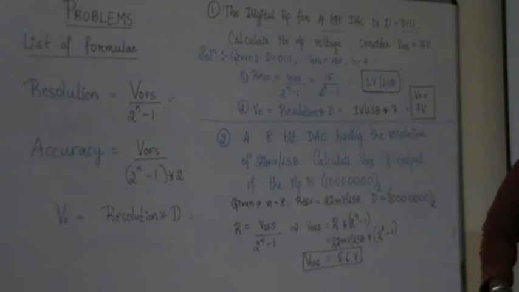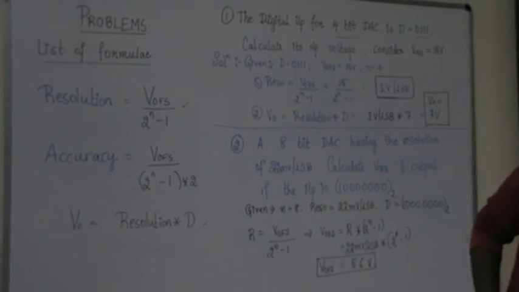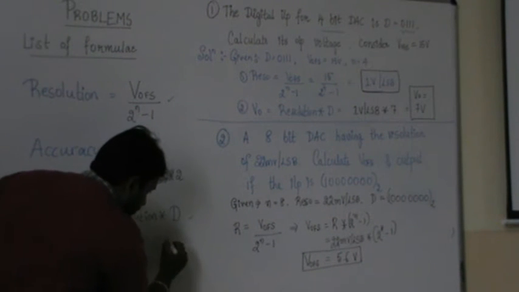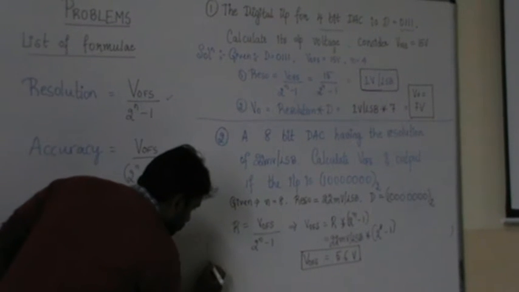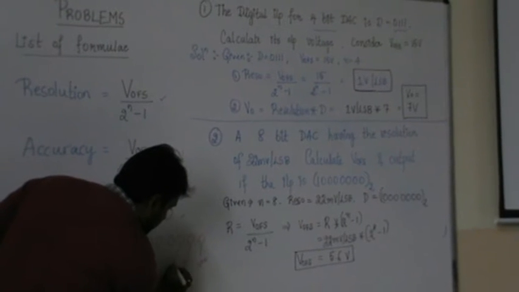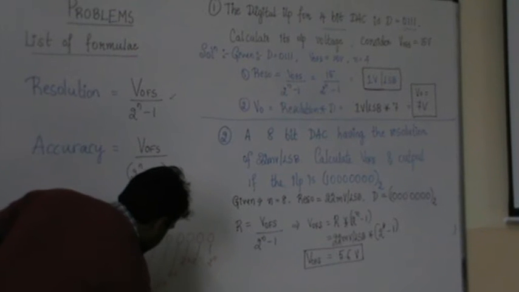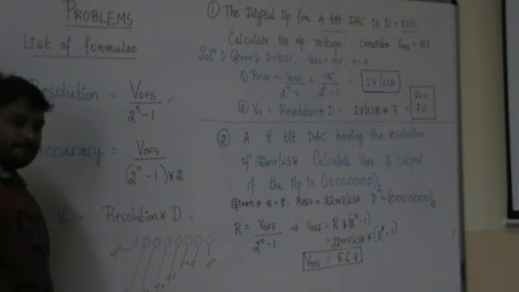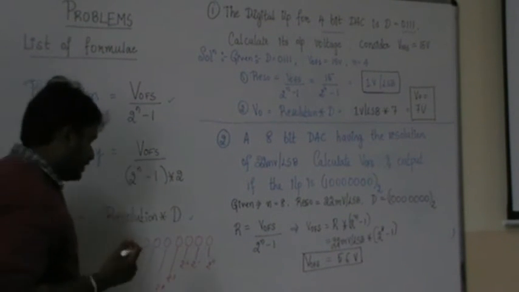Before going to V0, you should know how to get the decimal equivalent of 10000000. I have already told you, the positions go as 2 to the power of 0, 2 to the power of 1, 2 to the power of 2, 2 to the power of 3, 2 to the power of 4, 2 to the power of 5, and 2 to the power of 6. Finally, this will be 2 to the power of 7. So 2 to the power of 7 is 128.